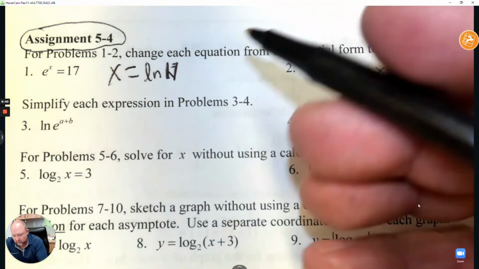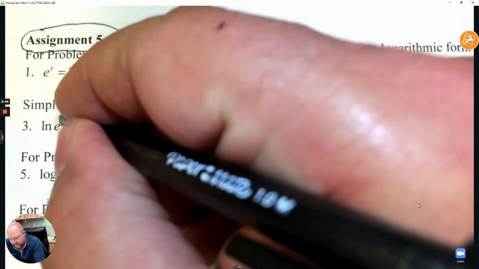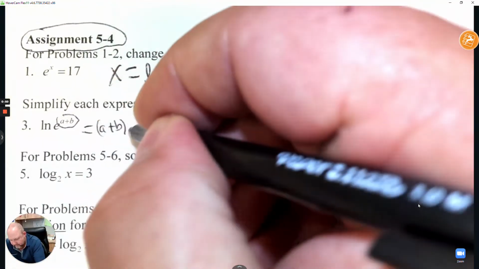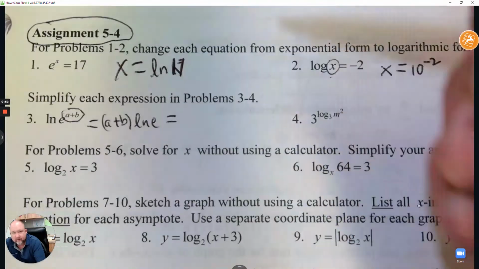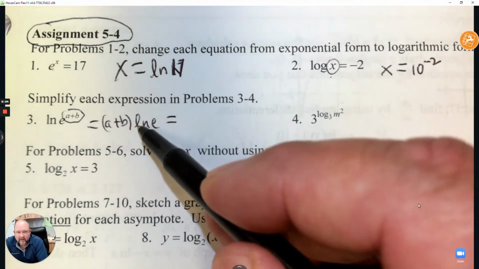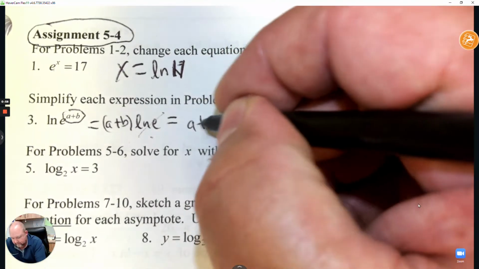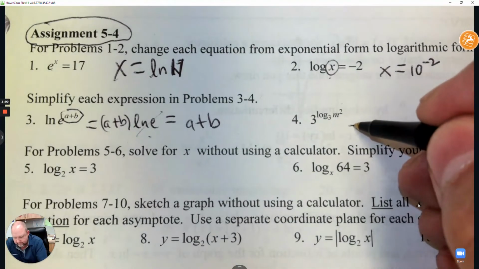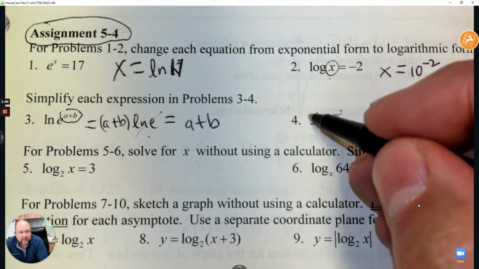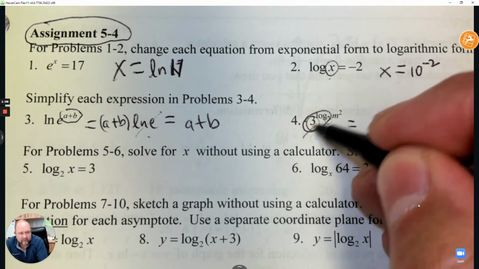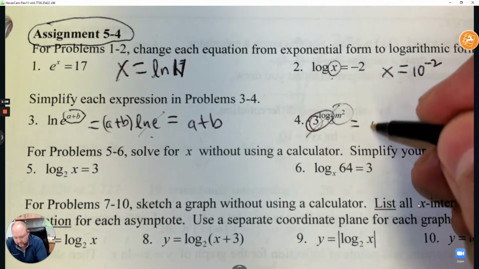I'll simplify each one. The exponent is in front. Ln e, base e, simplifies to 1, and so the answer is a plus b. Log base 3 of 3, so you have a base and another base, they cross out, so the answer is just m squared.